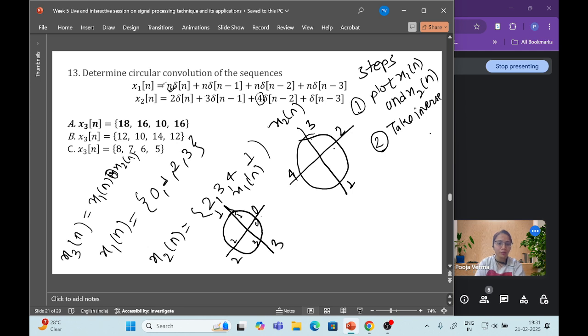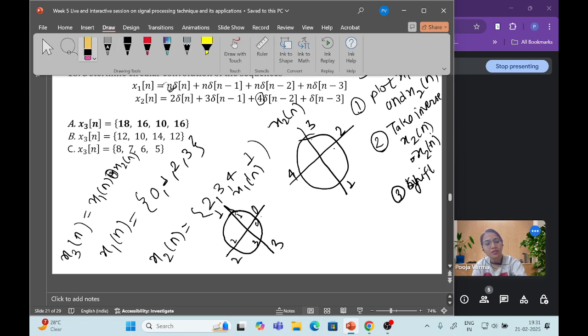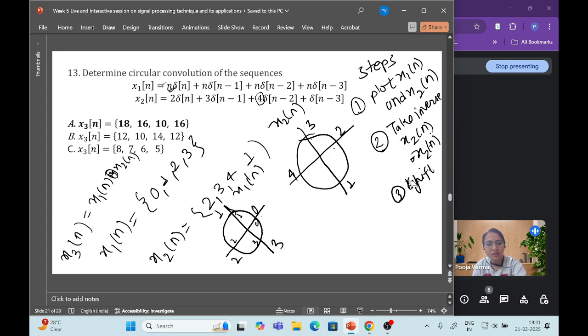So does anyone know this method to solve circular convolution? Sir has already told it in the lecture video. Take the inverse of x2 of n, that is x2 of minus n. Now shift by one place and multiply with x1 of n. So these are the steps: shift, multiply and take the values.